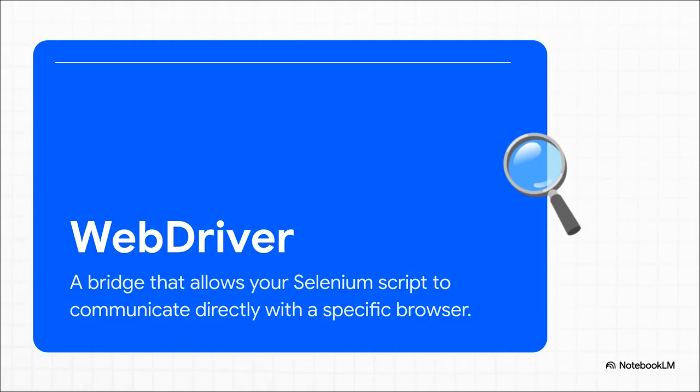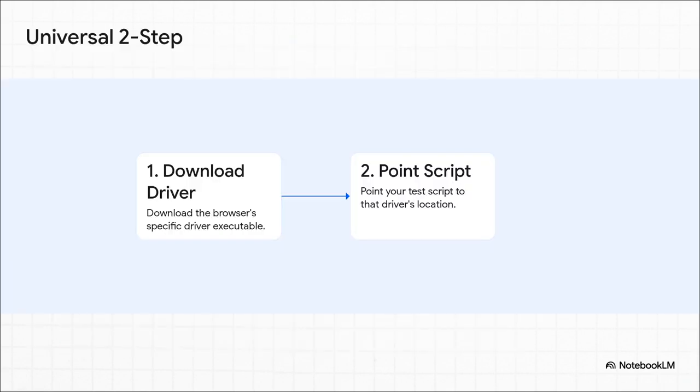Okay, think of a WebDriver like this. It's a universal translator. Your Selenium script, whether it's in Java or Python or whatever, is speaking its own language. But each browser, Chrome, Firefox, Edge, they all speak their own unique internal language. The WebDriver is the bridge, the interpreter that stands in the middle. It listens to your script's commands and translates them, on the fly, into instructions that a specific browser can actually understand and act on.